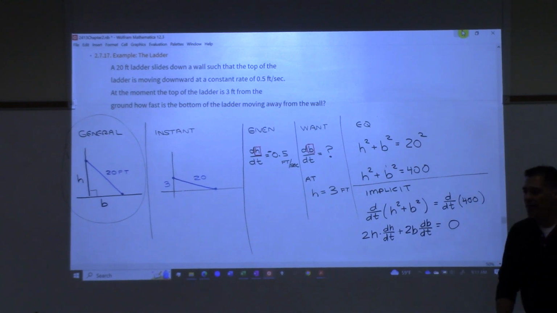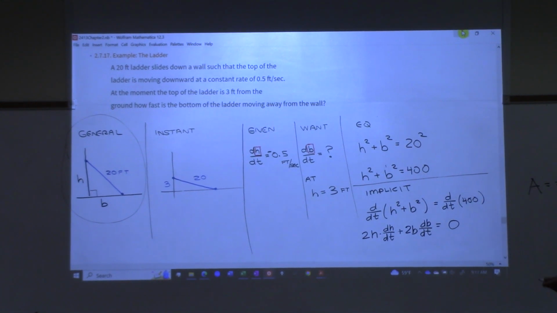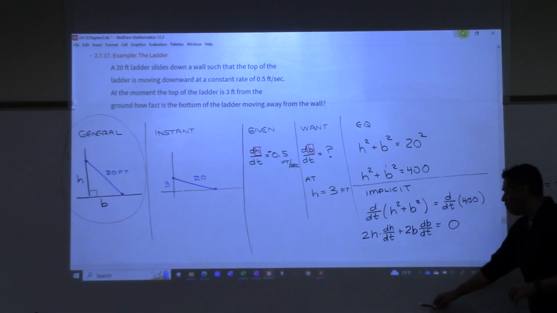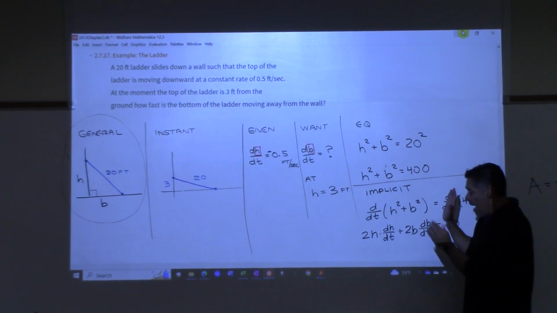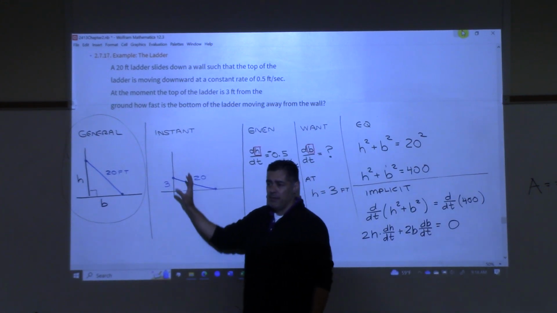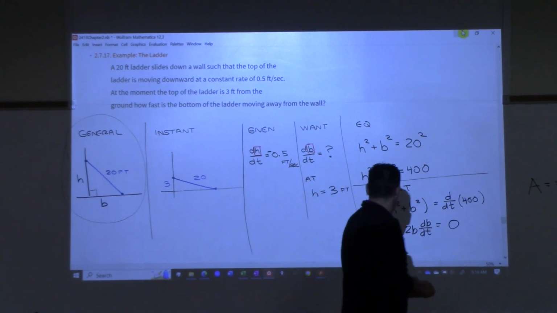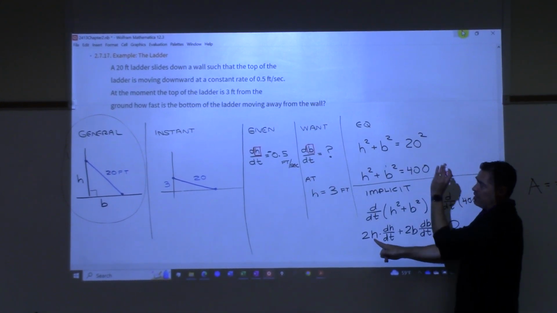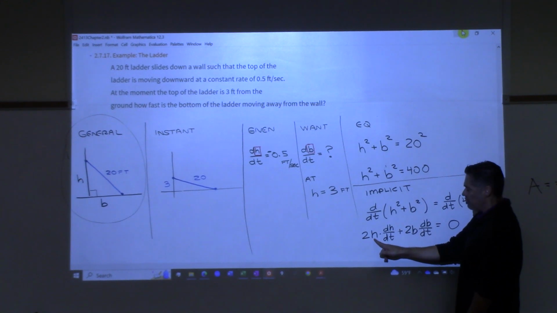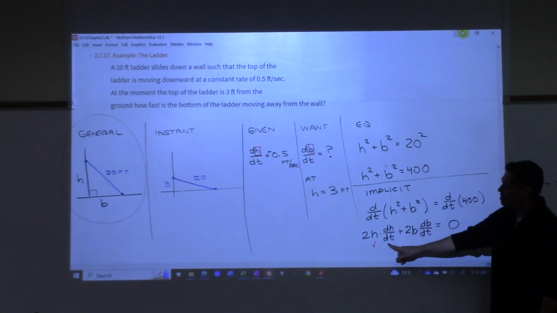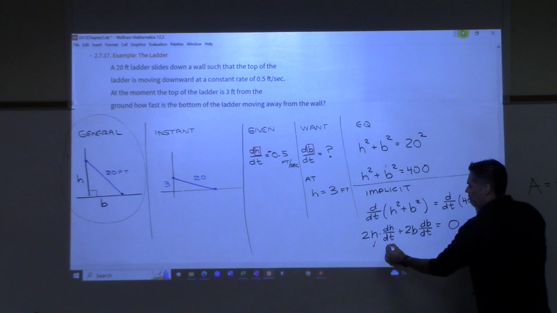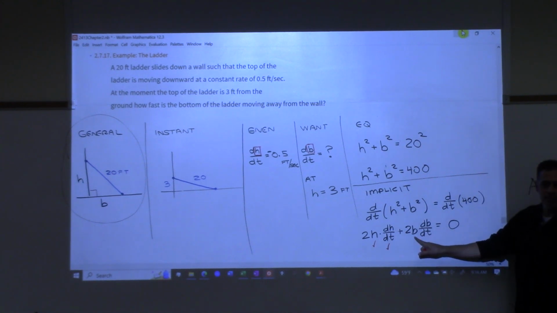We take a look at this now, and we just glance through it and say, what do we have? Is there anything we don't know right now? Because I'm ready to try and solve the problem. After the differentiation, I can actually fix everything in time. So do we know what h is at this particular instant in time? Yes, it's 3, right? Do we know what dH dt is? Yes. Do we know what b is at this moment in time?